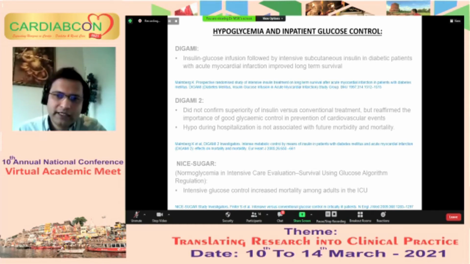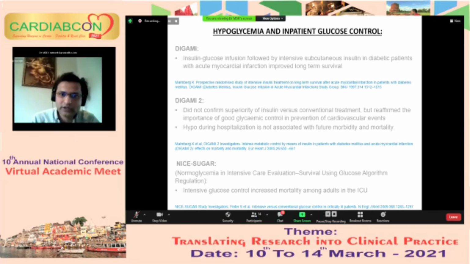If we look at the inpatient settings, the picture is a little bit different, and that's why it is conflicting, and can confuse the clinicians as to which one of them is actually reflecting the true picture. So if we look at the DIGAMI trial, which was the first one where they looked at insulin glucose infusion in acute myocardial infarction patients, this has shown improved long-term survival.